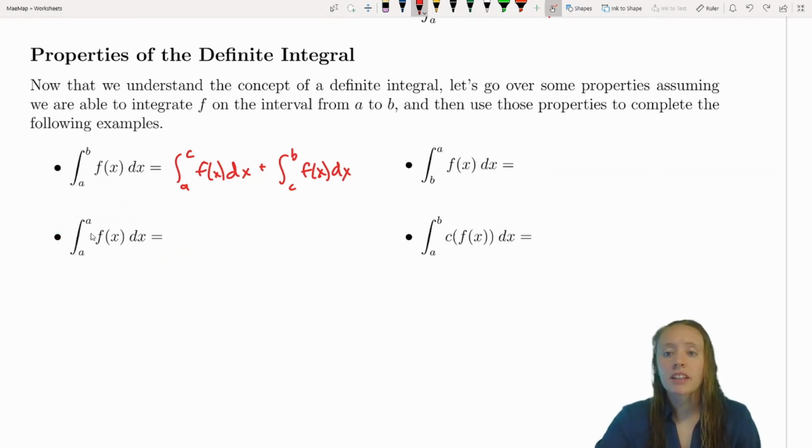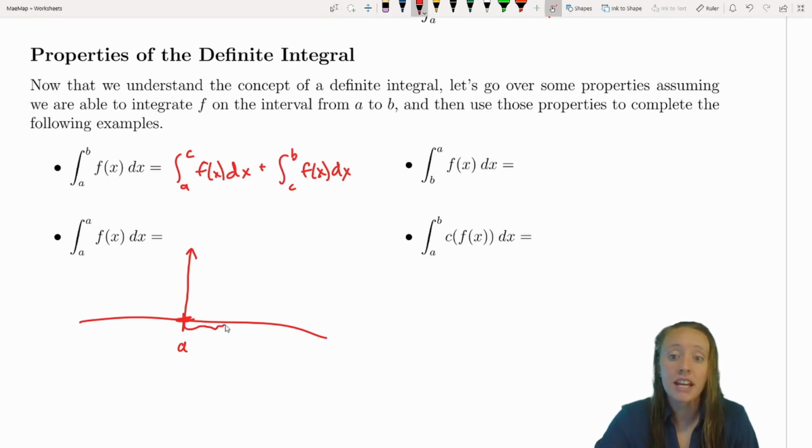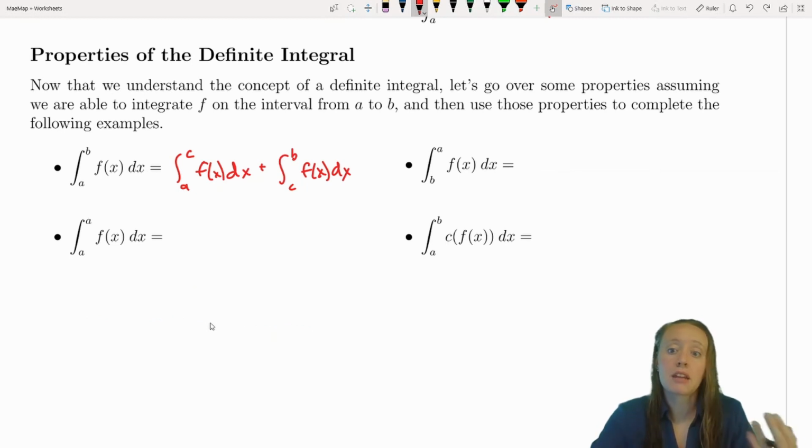Next, think about this. If we're integrating from a to a, here's our number line. A is right here. If we're integrating from a to a, what's the area directly above this value? Is there an area? Do we have some width, some interval width? No, we don't. So if we're integrating from a to a, or from b to b, or from c to c, as long as those bounds are the same, this is going to be equal to 0.